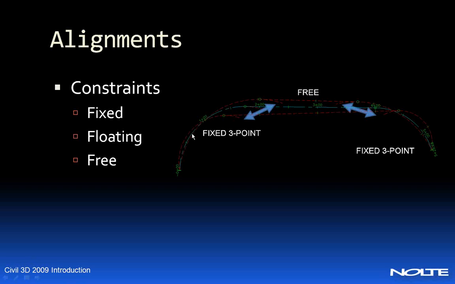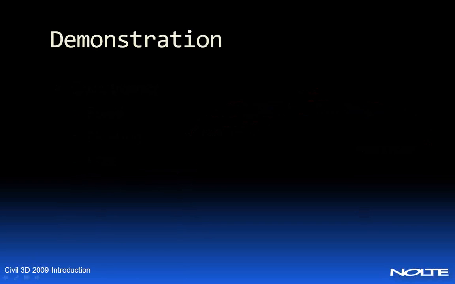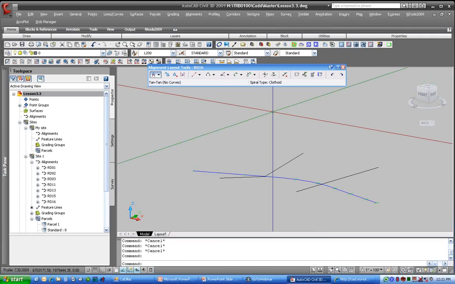In this example, I drew a 3-point arc here, I drew a 3-point arc here, and then I applied a free tangent between them. So as I grip edit these arcs, the tangent is going to get longer or shorter depending on which way I stretch it, and it'll maintain the point of tangencies on both arcs as we grip edit this. All right, so let me show you some alignment layout here.